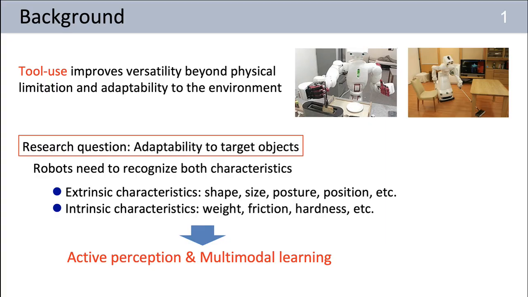On tool use by robots, recognition of characteristics of objects is critical. Especially if robots cannot recognize intrinsic characteristics, they may fail to move heavy objects, crush soft objects, and slip low-friction objects. This study is the first work on tool use considering both characteristics of objects.